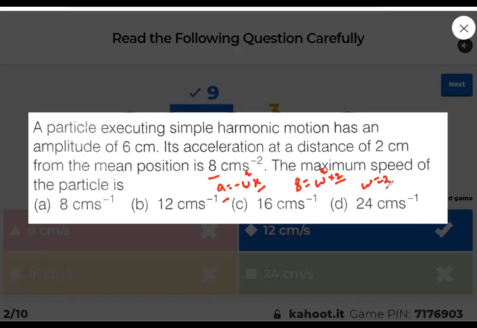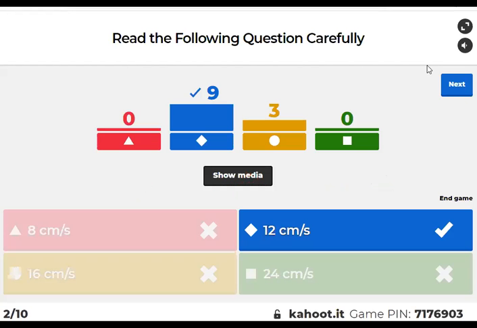Yes. Okay. Now, maximum speed. We know that maximum speed is omega into A. V max, which is 4 into 6, which is 12. Easy? Got it? Formula putting getting? Next.